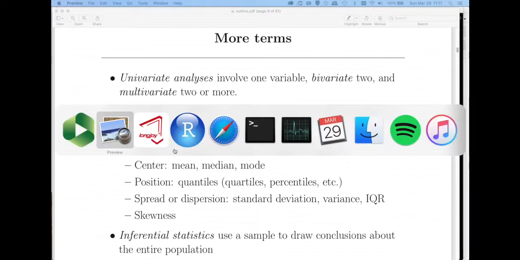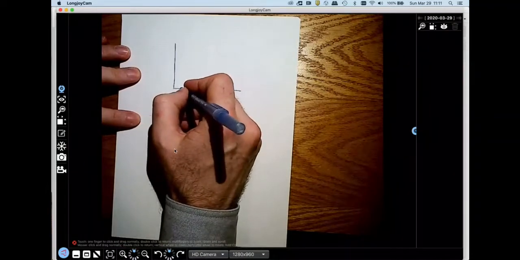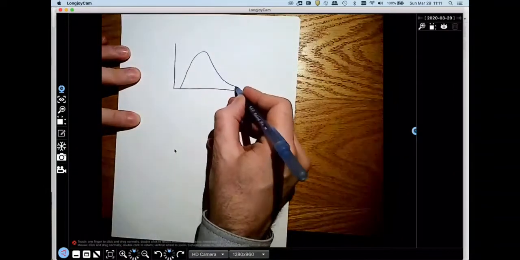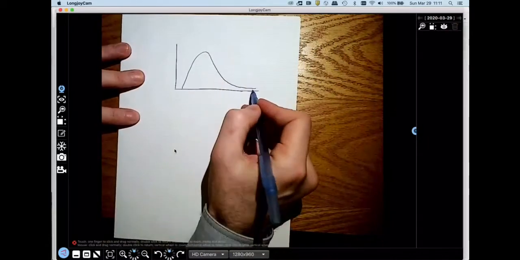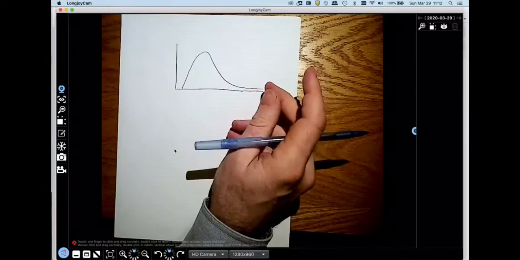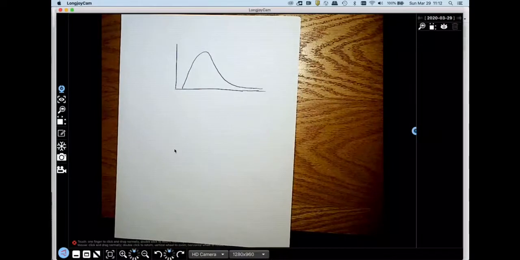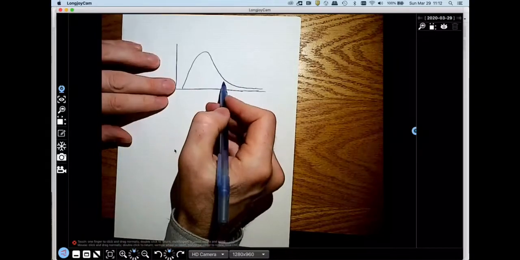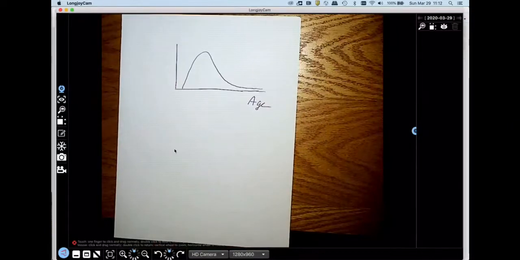So as a quick review, let's just go over to the document camera for a second. We drew a picture of the age distribution, and it was slightly right skewed. So what I meant by right skewed was there is a long right tail. Now, what we're going to do in this video is discuss what I like to call single number summaries of this distribution. So this is a complete picture of what the distribution of age looks like.